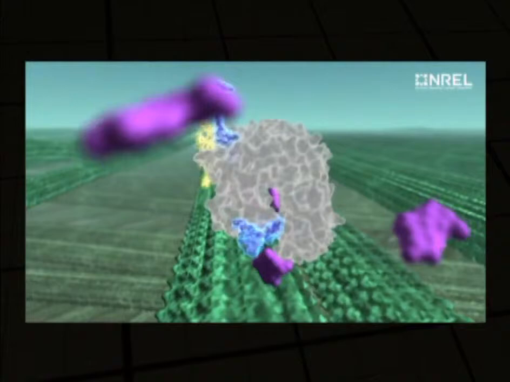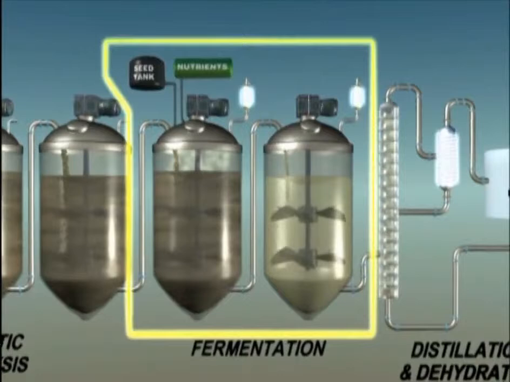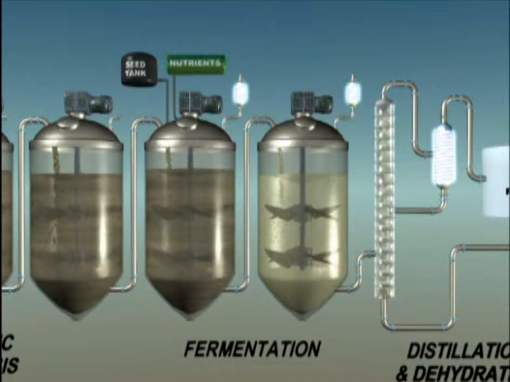During the fermentation process, the mixture is inoculated with microbes, such as yeast or bacteria, that digest the sugars and secrete compounds that can be used as biofuels or biofuel components. This total conversion process takes approximately 3 to 5 days.